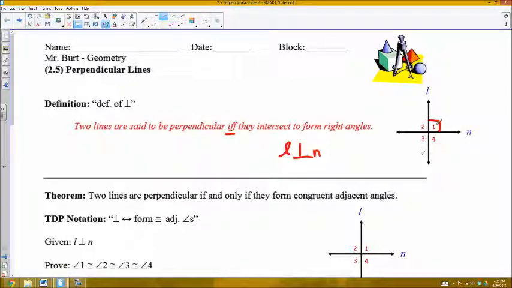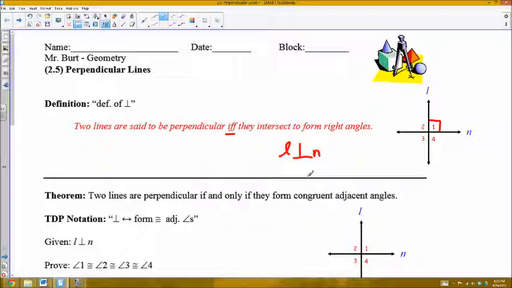So all four of those would be right angles, but if I label just one of them, it's enough to represent that information. Now it also means, because of this definition, that if I know any of these four angles are right angles, I could also conclude that the two lines were perpendicular. We'll see examples of how to use them later in the video.